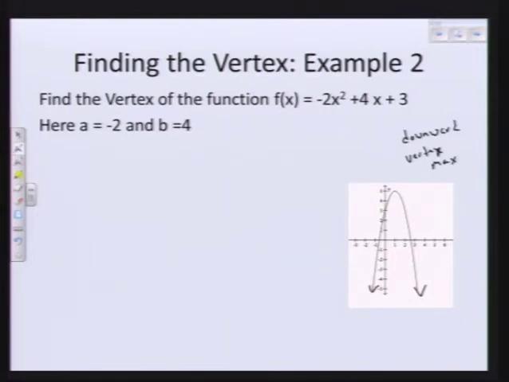All right, and so again, I've put the graph up here for you. Normally when you see that function to start off with, you won't have the graph in front of you. And so we can say it opens downward and our vertex is a max. All right, so let's find the vertex here.